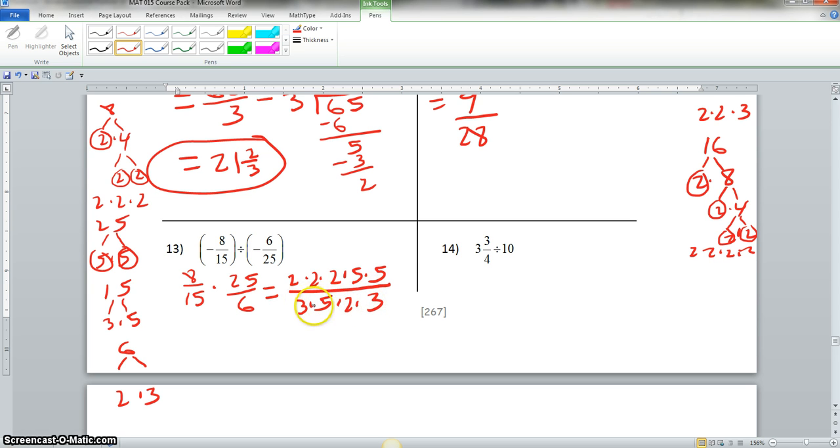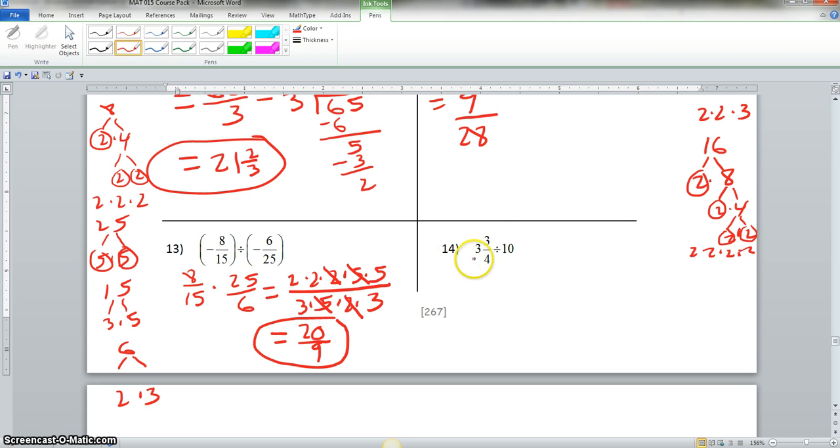Now we simplify out what we have in common. We have one set of 5's here. We have one set of 2's here. And that's all they have in common. So we'll multiply. 2 times 2 is 4, times 5 is 20. And 3 times 3 is 9. So our final answer here is 20 over 9. Since we didn't start off with a mixed number and our directions didn't ask us to write this as a mixed number, our final answer would be 20 over 9.